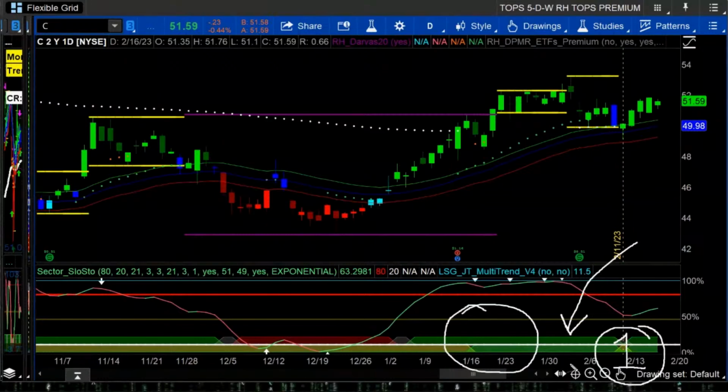Step one is always, what's the structure? Well, if I've got a green trend, which is what you can see here, I'm going to be looking to buy. And you can see right here, that's exactly what we did.